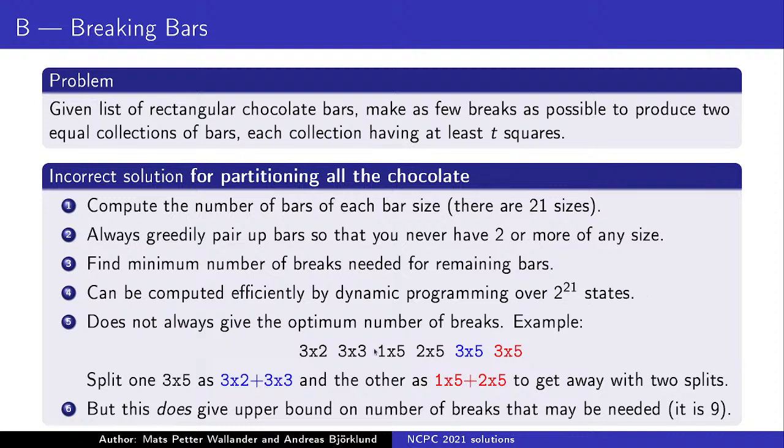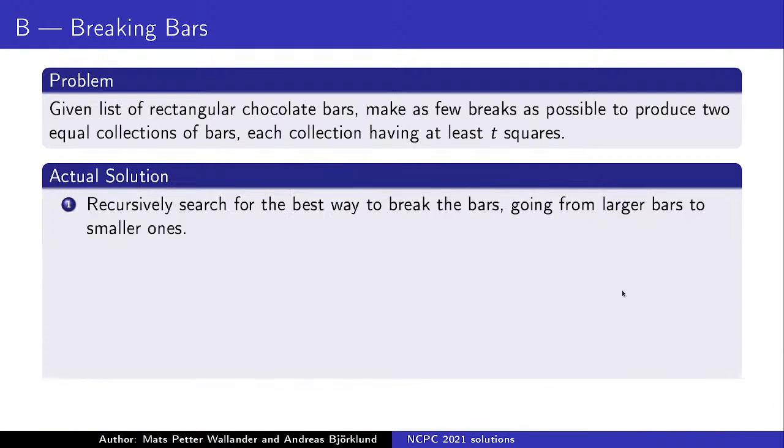You can use this incorrect greedy approach and some calculation, like you can implement it and check, and you can figure out that you will never ever need more than 9 breaks to partition all of the chocolate. And that's very useful. Having that kind of upper bound is very useful because that makes some kind of branch and bound solution more viable. And that's what the actual solution is.